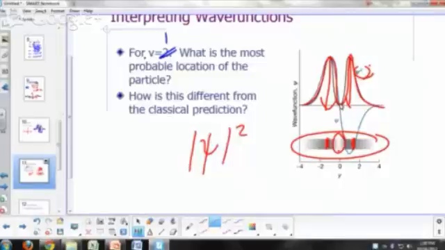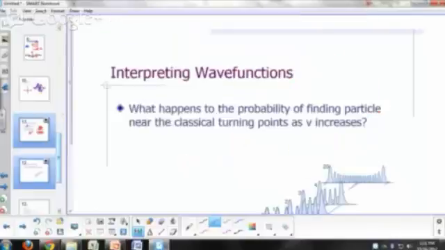Okay, so how is this different from the classical prediction? Classical prediction always says the most probable location is at the turning points, right? And one thing you'll find is if you try to calculate the turning points for this, it's not going to be here and here. It's a little bit past that. And we'll see how we can calculate the classical turning points in just a little while.